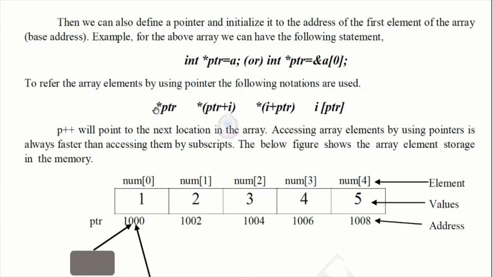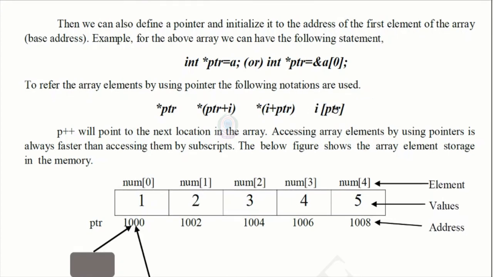So here, ptr means the first address, and star ptr means the first value. Remember, ptr means address, and star ptr means the value at that given address. Ptr means the address stored in ptr. So star ptr plus i, or star i plus ptr: this is addition, so you can perform it like this or like this. I plus ptr is also the same, so this is also correct.